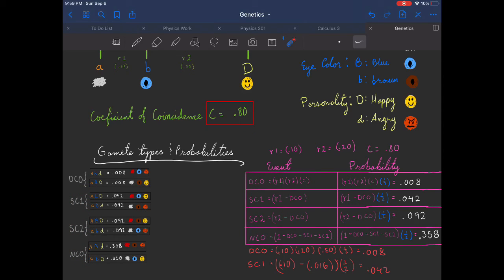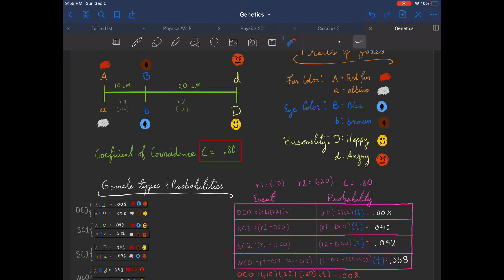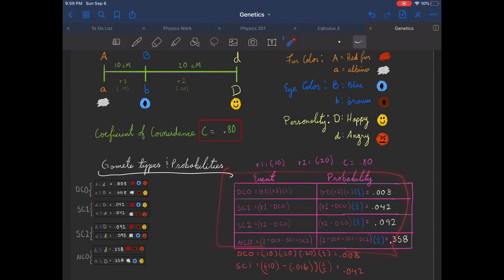And that is how we calculate the different combinations of gametes by using the coefficient of coincidence, our little map, and a little chart over here. And that's all.